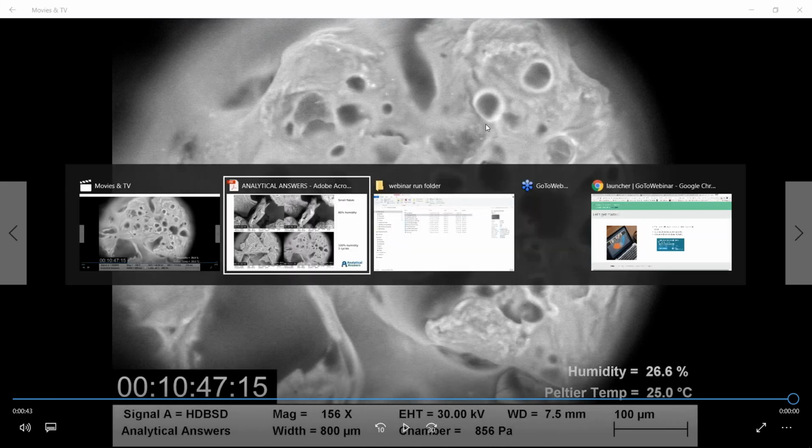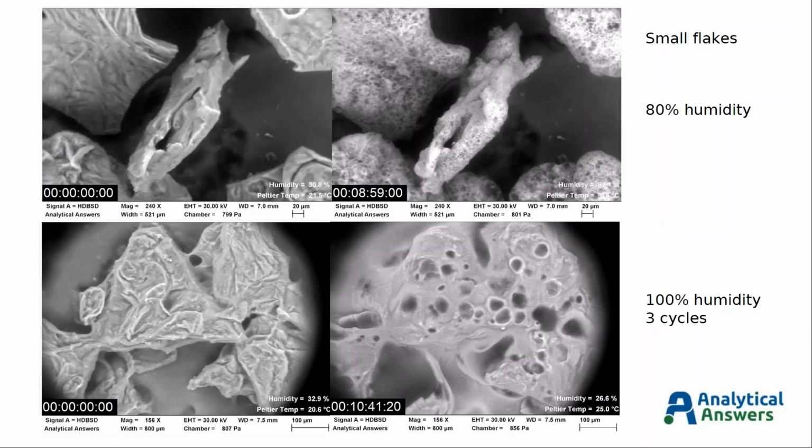And if we go to just some extracted stills here, again, we can look at the difference before and after of the small flakes at the 80%, or we can look at the difference in looking at the still images of the 100% humidity after the full 3 cycles from the video I just showed you.